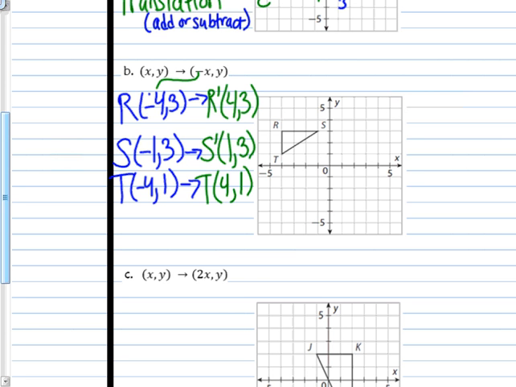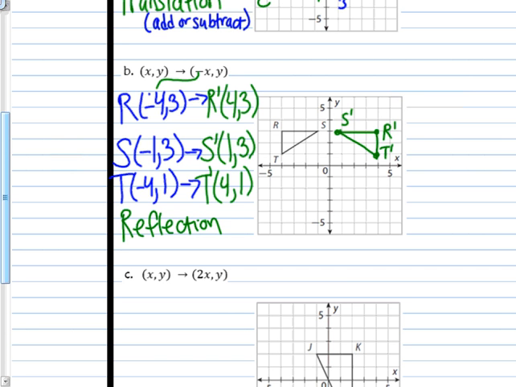So here are all the coordinates of the image, and now I'm going to plot these points. R prime is 4, 3. S prime is 1, 3, and T prime is 4, 1. Connect your points. And now you have your image. And this particular transformation is called a reflection.